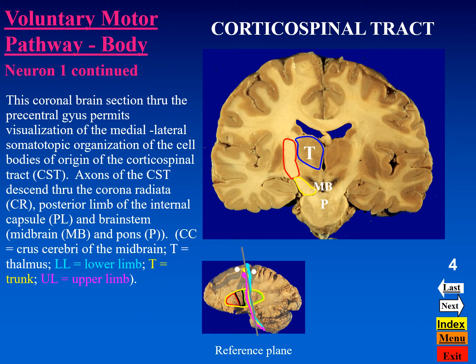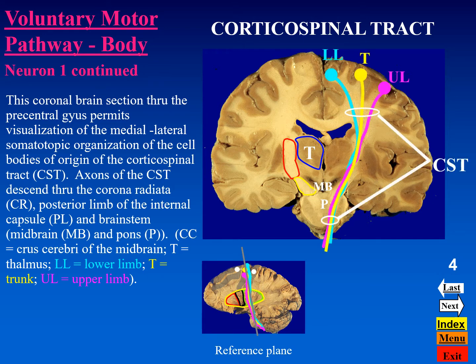The upper motor neurons, or the neuron 1 of the corticospinal tract, have their cell bodies located in the precentral gyrus, and these cell bodies are somatotopically organized so that the lower limb is most medially represented, then comes the trunk, and then the upper limb as we go more laterally. This is in a similar fashion to what we saw in the postcentral gyrus for the primary somatosensory cortex.